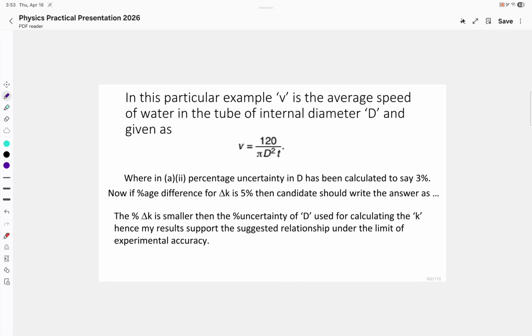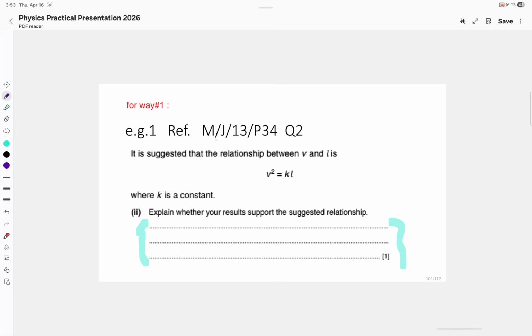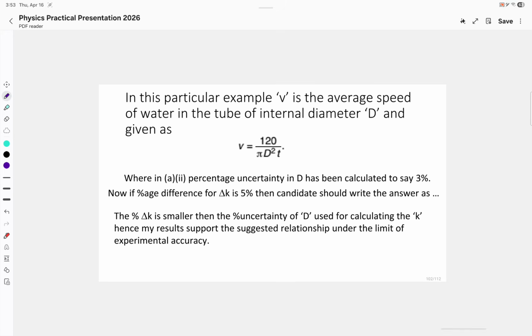In this particular example, v is the average speed of the water in the tube of internal diameter d, and given as 120 upon pi d squared t. The reference is in part A2, May June 13, paper 34. You can take this paper in front of you, or maybe on your mobile or tab, or in a parallel screen, and then you can start comparing this one. I am just making some assumptions here.